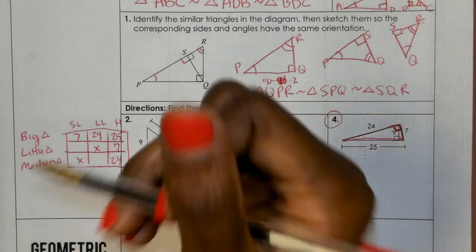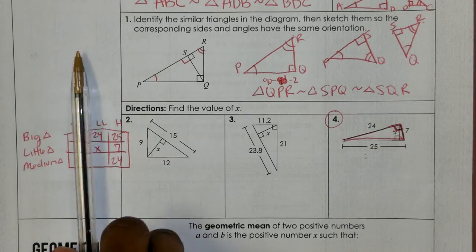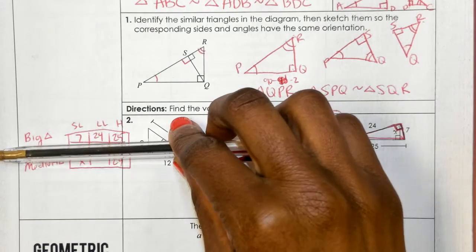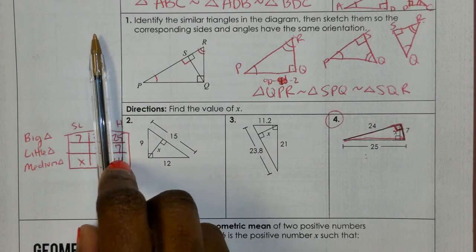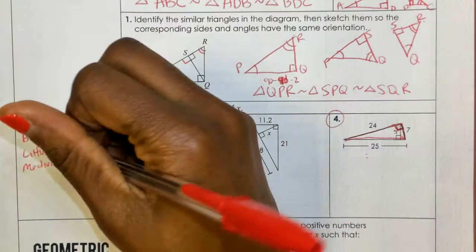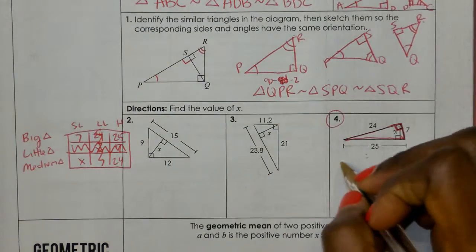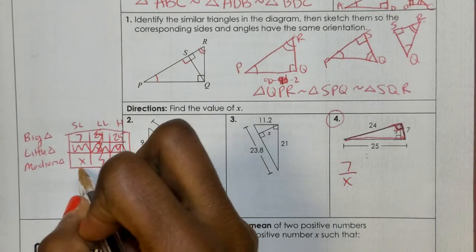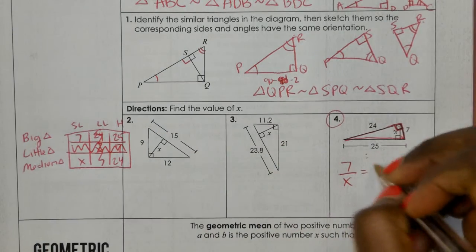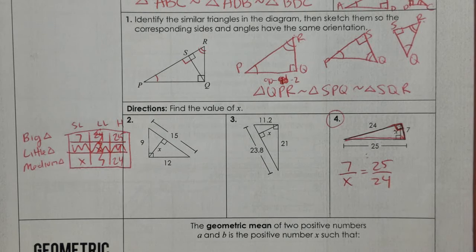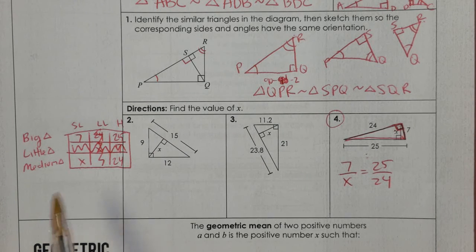Okay, so the proportion chart is nice because you can cross out any one row in any column, and you'll be left with the proportion. So if I just choose to cross out this row and this column, my proportion is 7 is to x, 7 over x equals 25 over 24. So you want to cross out columns that have blanks in them, otherwise you're going to have blanks in your proportion and you won't be able to write one.